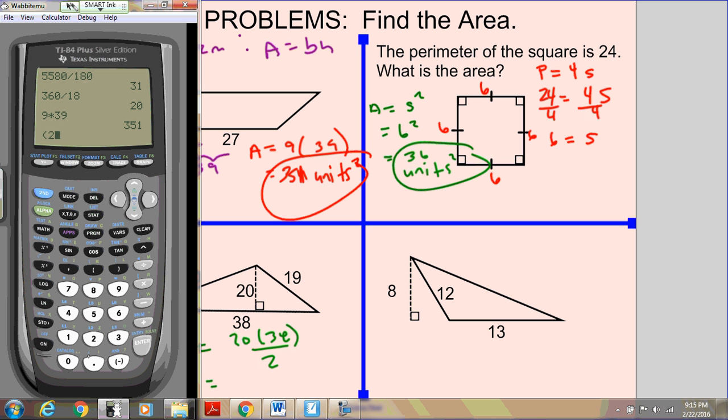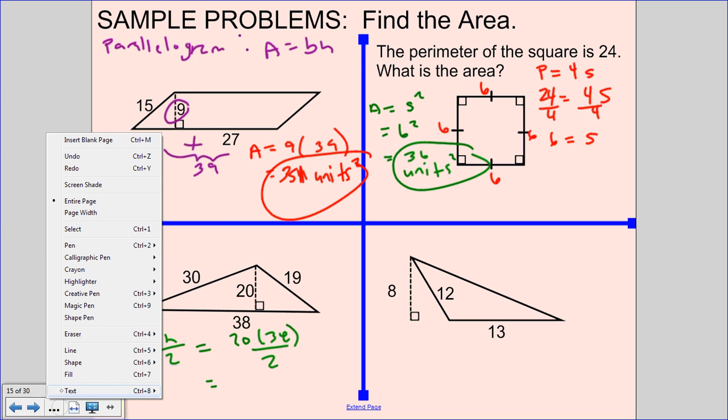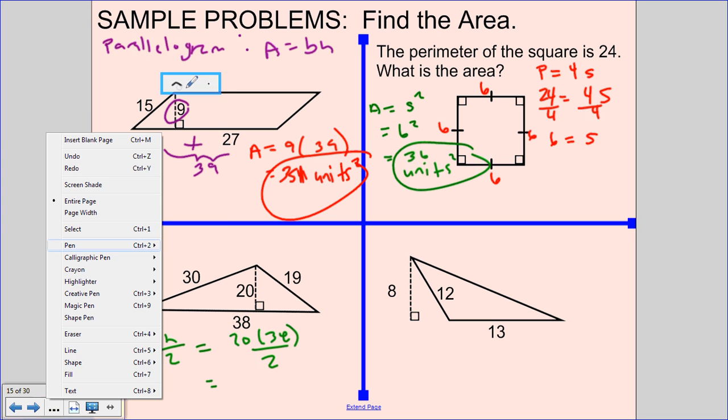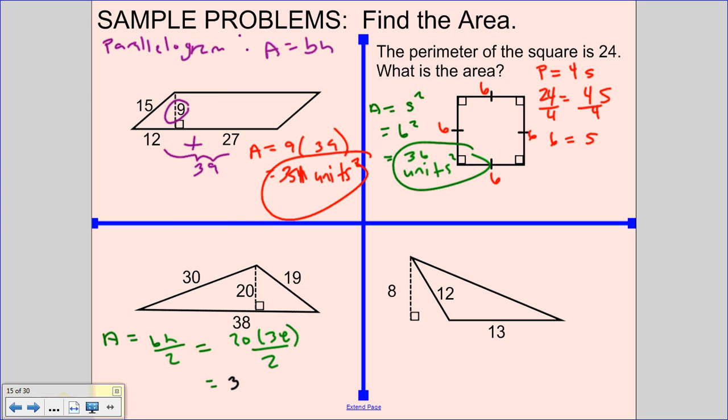You could say 20 times 38 divided by 2. And you get 380 units squared.